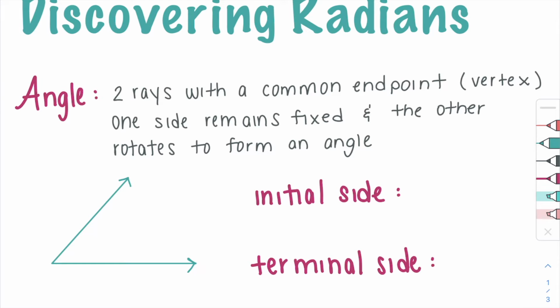The initial side is going to be that starting side that remains fixed. Because we like fancy extra words in math, anytime we're talking about the fixed side of the angle, it can also be referred to as the initial side. It's where we're starting. The terminal side is the one that rotates or moves to make the angle bigger or smaller.